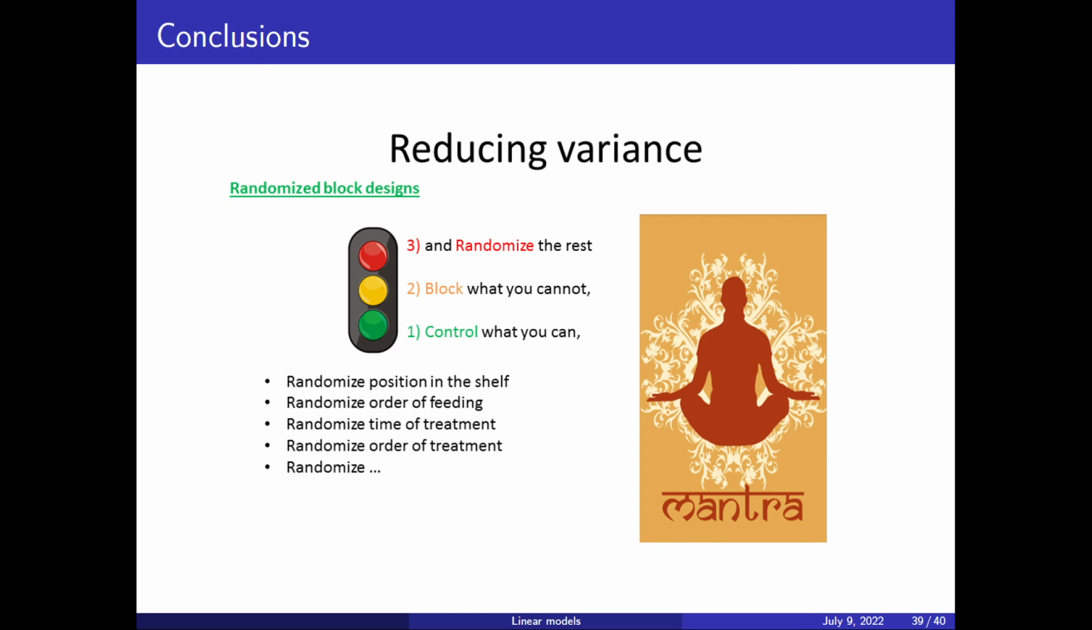So I think that sex may make a difference. You block it and you put the same number of controls and treatments in each one of the blocks, and then you randomize the rest. So control what you can, block what you cannot, and randomize the rest. And randomizing can be randomizing everything: the position in the shelf, the order of feeding, the time of treatment, the order of treatment. There are people who randomize the pipettes, they randomize the person doing the experiment, they randomize absolutely everything.